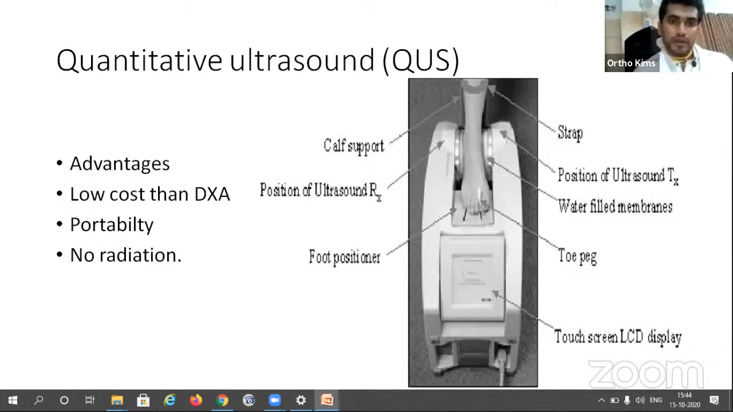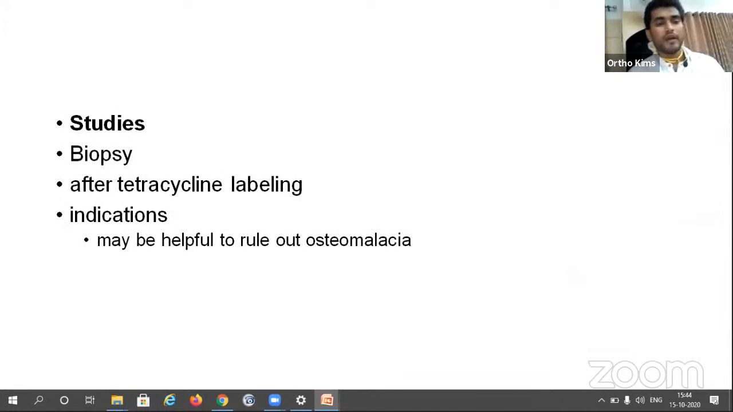Quantitative ultrasound. This is the quantitative ultrasound, which contains the calf support, strap, position of ultrasound, water filled membrane. Advantages are low cost compared to DXA, portability, no radiation exposure. Studies we need for osteoporosis include biopsy. Biopsy is to be given after tetracycline labeling. Its indication is helpful to rule out osteomalacia.